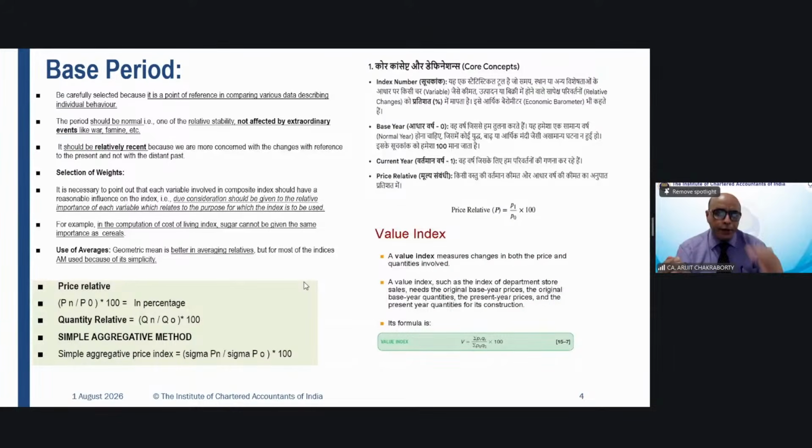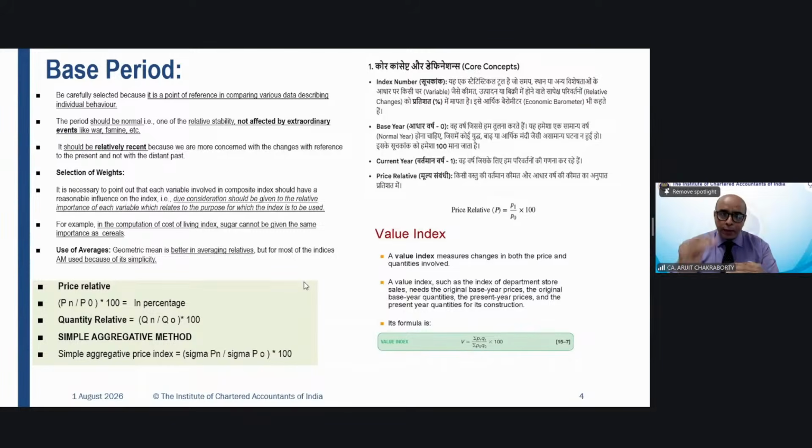Total value, right? So the value index, as we say, is sigma Pn Qn or P1 Q1 divided by sigma P0 Q0 into 100. P1 Q1 means the value in year 1. Pn Qn in general is the value in the current year. What is P0 Q0? The price of the base year multiplied by the quantity again of the base year. So what is the value index measuring? Value index is measuring the changes in both the price and the quantity.